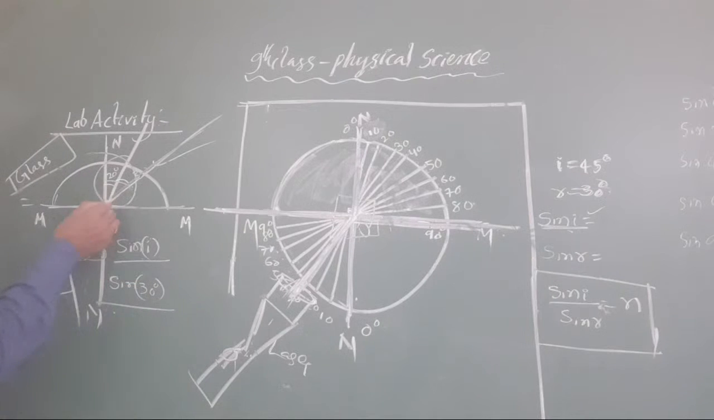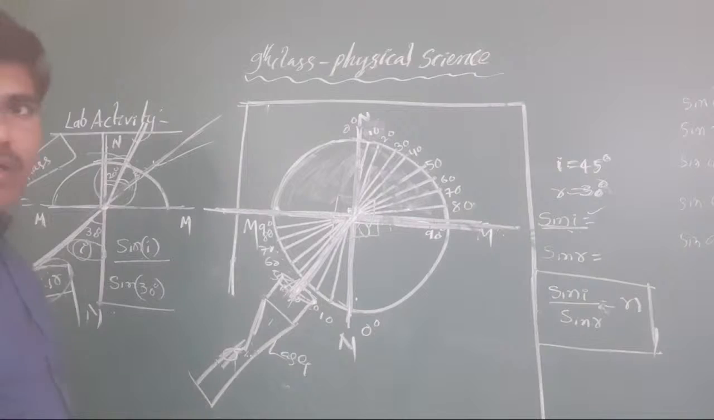It will compulsorily be bent towards the normal. Why? Because our light ray enters from air to the glass, meaning rarer media to the denser media. You know very well, when the light ray enters from the rarer media to the denser media, automatically the velocity of the light ray decreases. Because of this decrease, it bends towards the normal. Okay, clear or not, all the students?